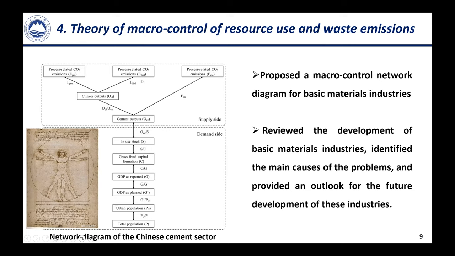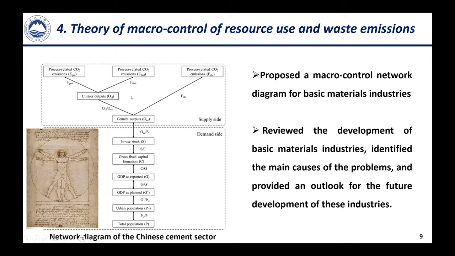For example, we do not only consider the inside technology or aspects of the cement industry, such as the process-related CO2 and some technology like clinker output. We also consider the in-use stock, gross fixed capital formation, the GDP as reported, GDP as planned, the urban population, and the total population. So based on all this macro control framework, we can deal with the whole problem.